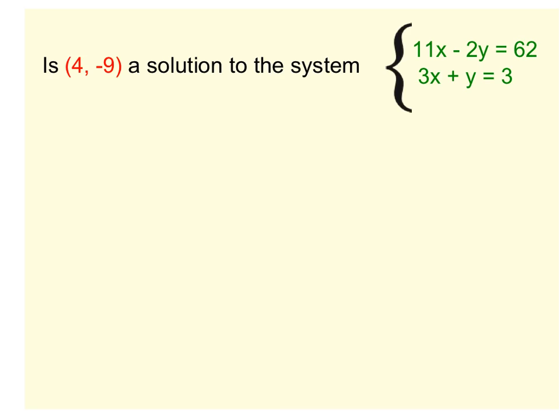So if you have an ordered pair, how can you tell if it's a solution to the system? So is this ordered pair a solution to this system? And what we're basically asking is, is this the point where your two lines cross? So to figure that out, all you have to do is take both lines, so we have 11x minus 2y equals 62, and plug in the x and the y. If you get a true statement for both lines, then it's a solution. So we're going to plug in 11 times 4 minus 2 times -9, and we want to know, does that equal 62?